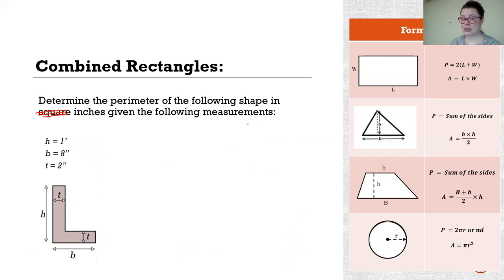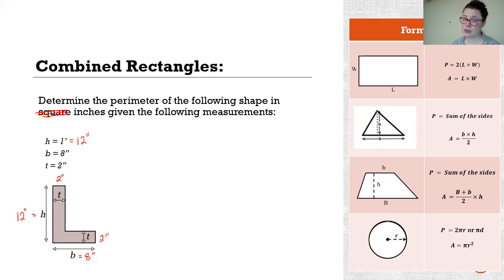Given the following measurements, so H equals 1 foot, B equals 8, and T equals 2 inches, and everything is labeled in our diagram. So we have a diagram, so we don't have to draw it, but we should put our measurements in. So H equals 1 foot. Well, you'll notice we want inches at the end, so let's change our units to inches at the beginning. So 1 foot is 12 inches. So we're going to put this as 12 inches. B is equal to 8 inches. T is 2 inches. And over here we've got 2 inches.